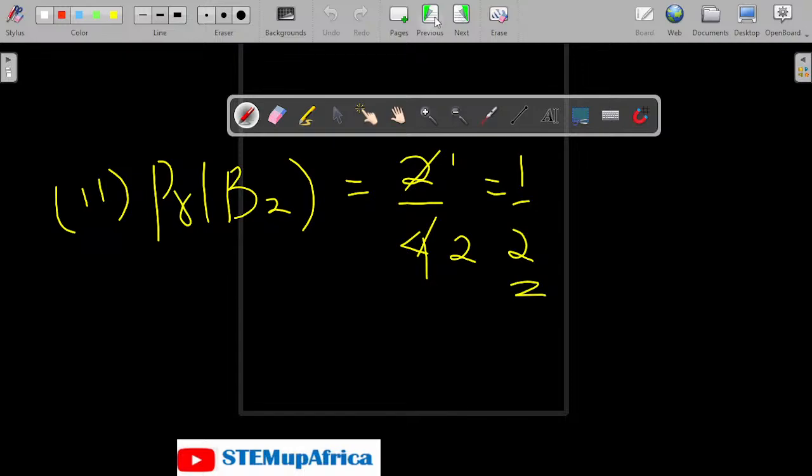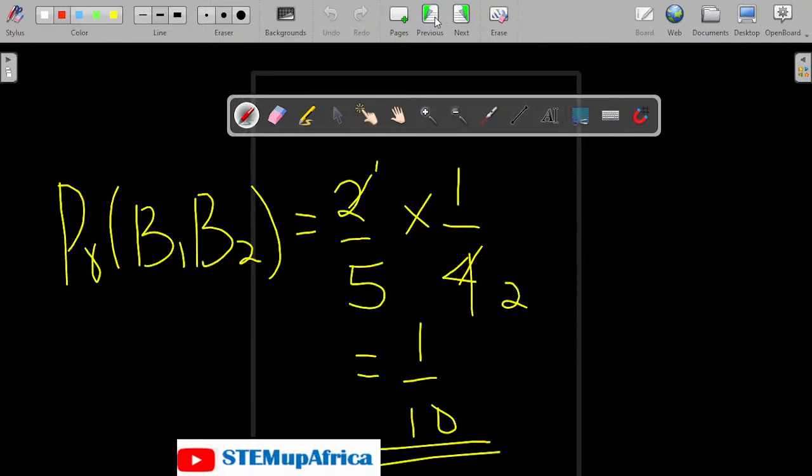Then Roman figure 3. It said probability of picking the 2 balls are black. That's why I use B1 and B2. The first ball is black, the second ball is black. So we have a total of 2 black balls. The first one will be 2 over 5. That means the number of black balls has reduced to 1, which is the 1, and the total number of balls has reduced to 4, which is the 4. So I'll cancel out 2 here, 1, 2 here, 2. 2 times 5 is 10. So I'm left with 1 over 10 as the solution.